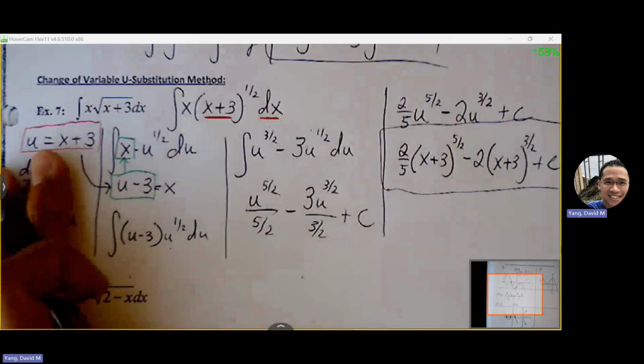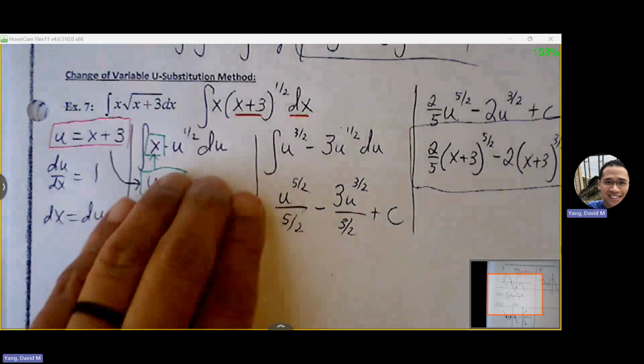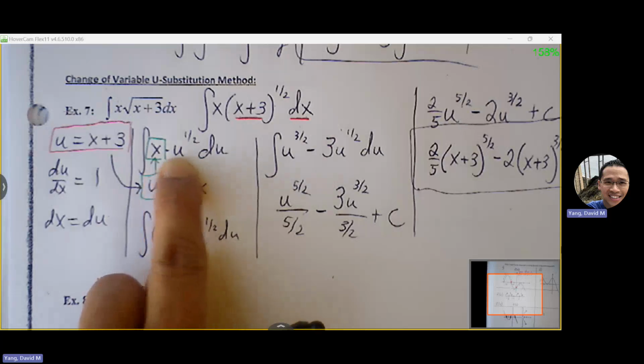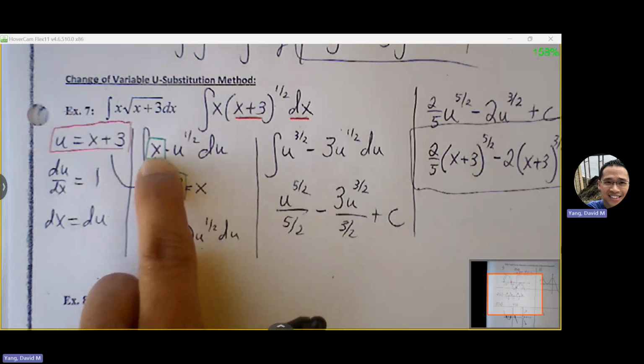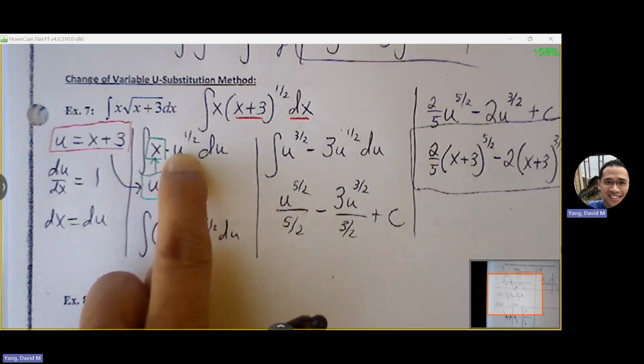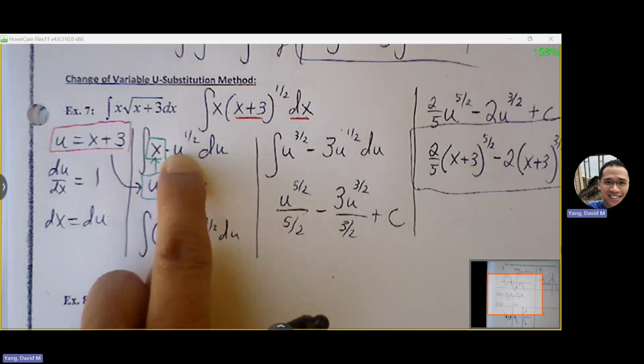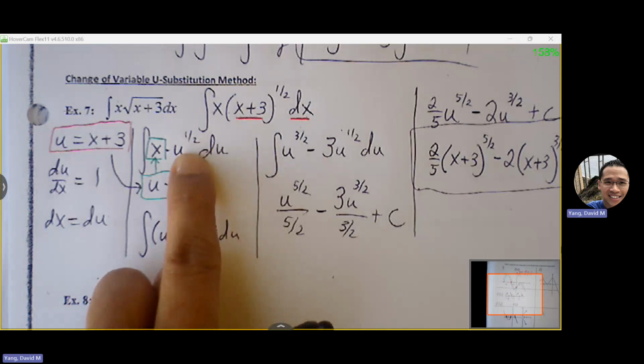The second issue that I see is at this stage. I see some students at this stage, they feel, okay, I have x and u, no problem. I'll just do power rule for x, do power rule for u, and then end my problem. So they'll do x squared over 2 times u to the 3/2 over 3/2 plus c. Then they bring the u back in terms of x, and then they clean it up.